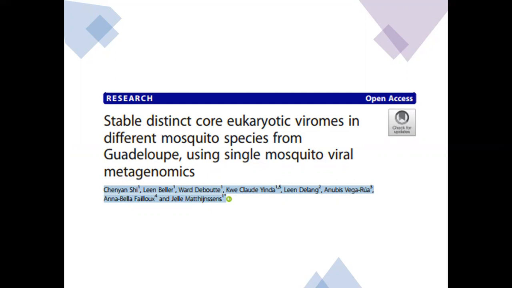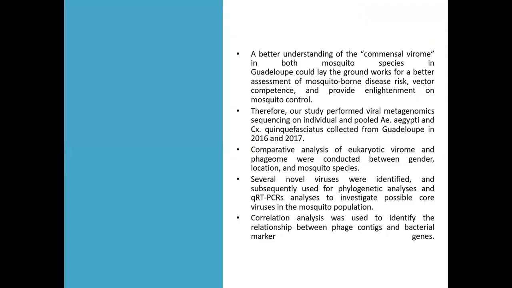Today, I would like to present one paper on the virome of the mosquito, which was done in Guadeloupe. The title of the paper is "Stable, distinct core eukaryotic virome in different mosquito species from Guadeloupe using single mosquito virus metagenomics." The method is viral metagenomics, so we'll see the viruses. Maybe for today we'll see only the methodology part.